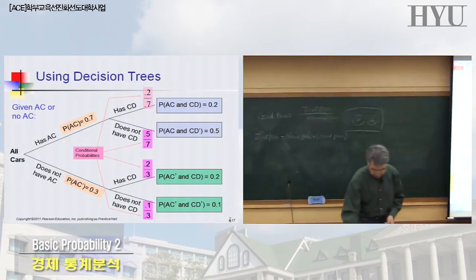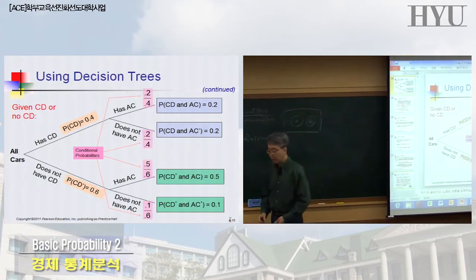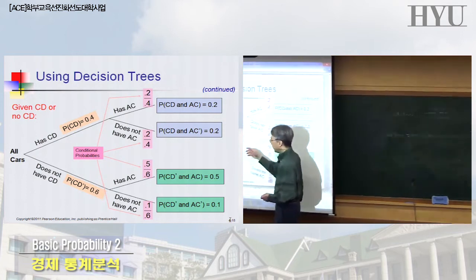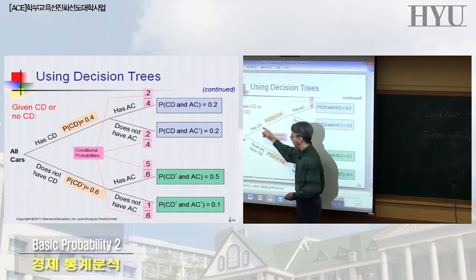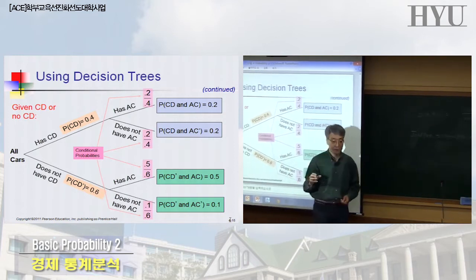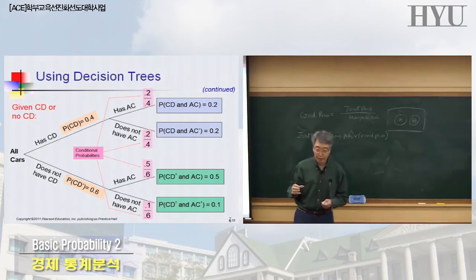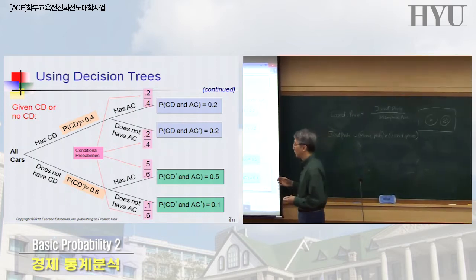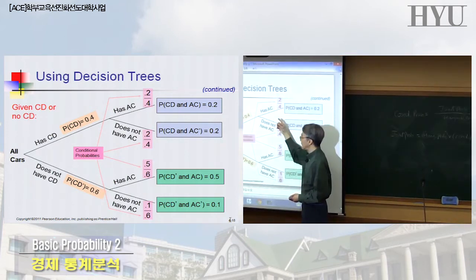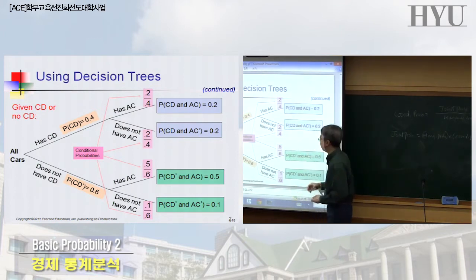Nothing difficult, right? Nothing complicated. The next slide is another decision tree diagram. This time, instead of starting out from AC, we started out with CD and no CD. So we have different conditions. This time we started with finding all the cars with CD, and among those cars with CD, we try to find the probability that we find a car with AC or no AC, and so on. The same idea.